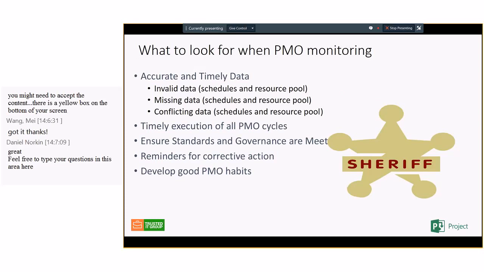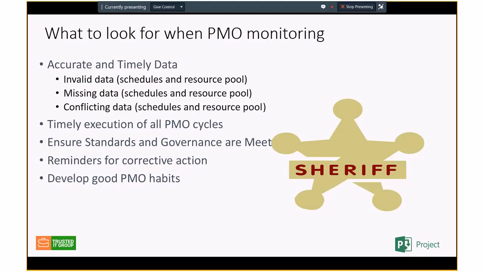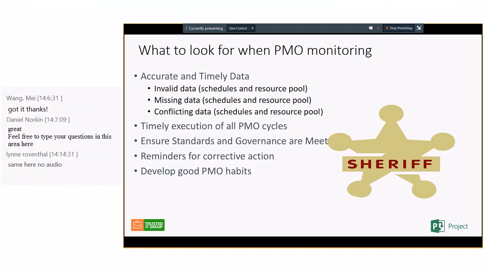Then the other thing we have to look at is making sure we have timely execution of our PMO cycles. And those PMO cycles might be statusing your project schedule, publishing your project schedules, making sure resources are updating their timesheets and task sheets on a certain day. Let's say they do it on Monday, and we'll talk more about that. And then there's other standards and governance that need to be met, and by having all your data in a database, you can look for that kind of information and see that it is being followed.